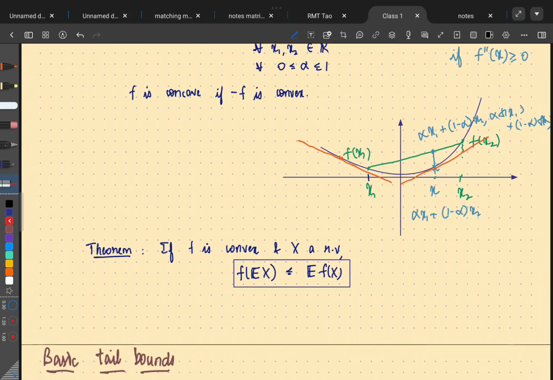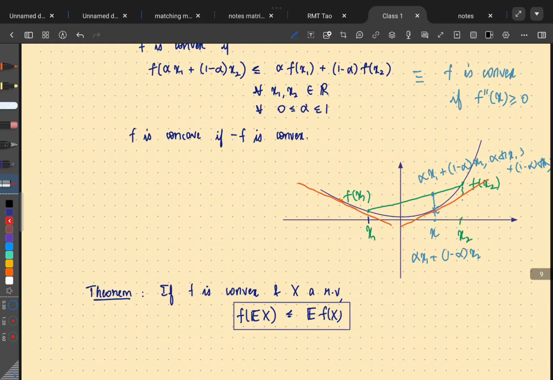What will be useful for us is this particular result, which is called Jensen's inequality. If you have any convex function f on R, and x is some random variable, then f of expectation of x is always less than or equal to expectation of f of x.